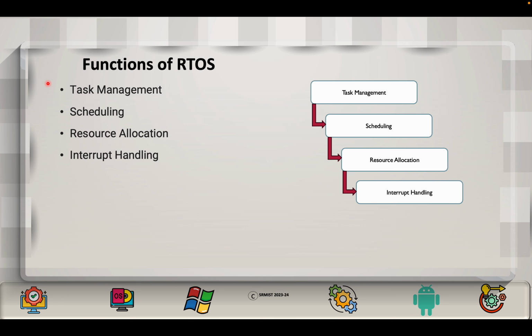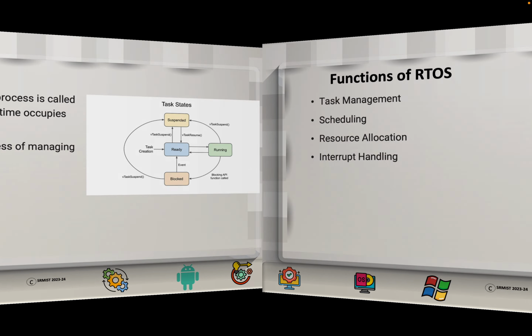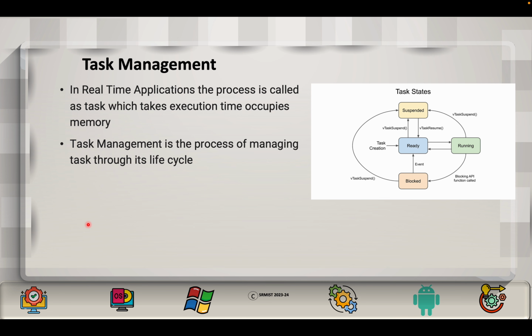Next topic, functions of RTOS. What are the functions of RTOS? The first function is task management, then scheduling, resource allocation, and interrupt handling. These are the four functions of RTOS. We'll discuss the functions one by one.